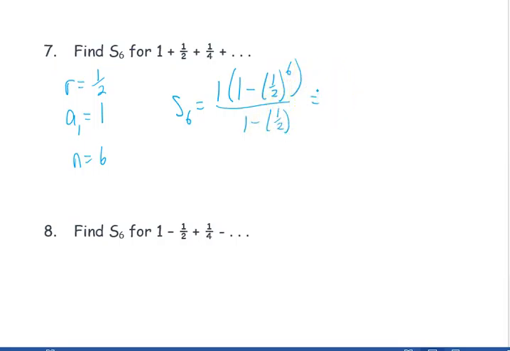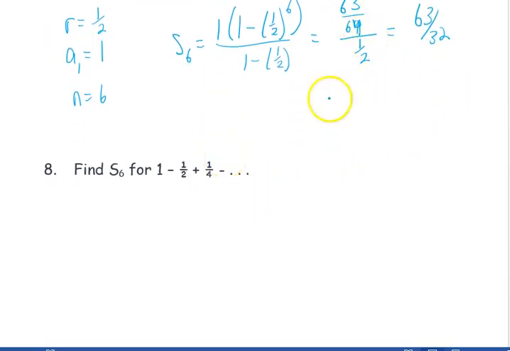So if you work this out on top, again, 1 times anything is that. So we're going to work this out. You're going to get 63 over 64. That should be a 4. And then the bottom, 1 minus 1/2, is going to be a positive 1/2. And then you can flip and multiply, and you will get 63 over 32.